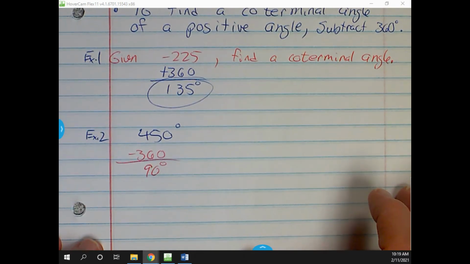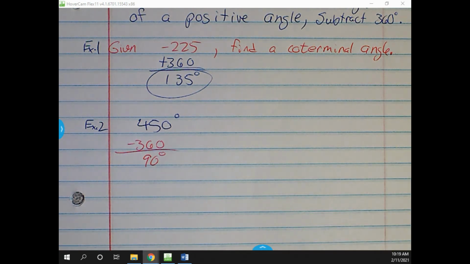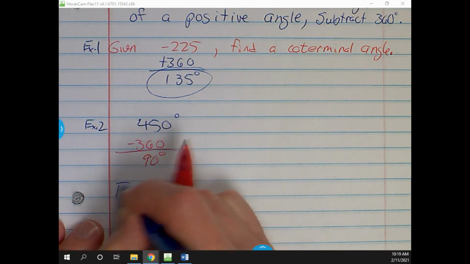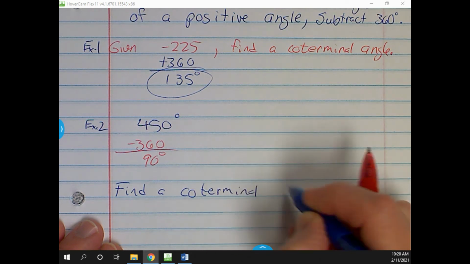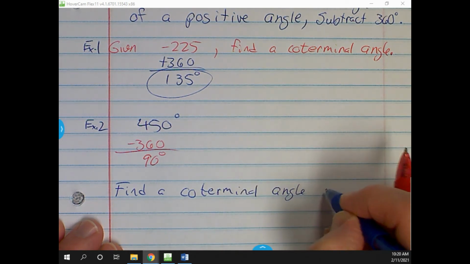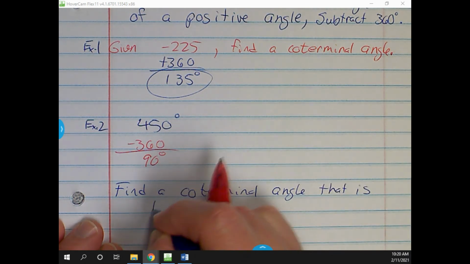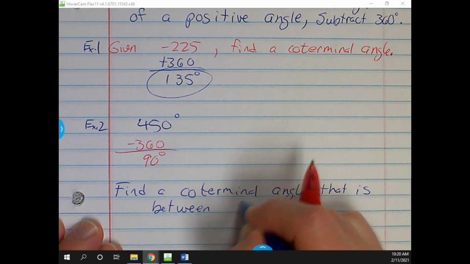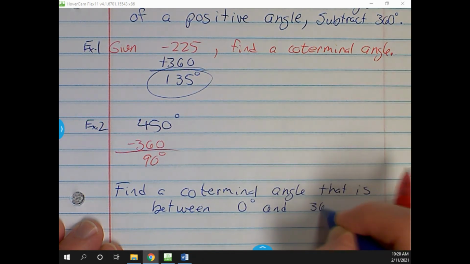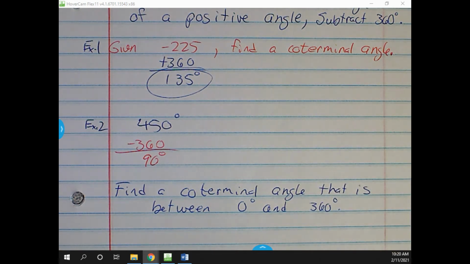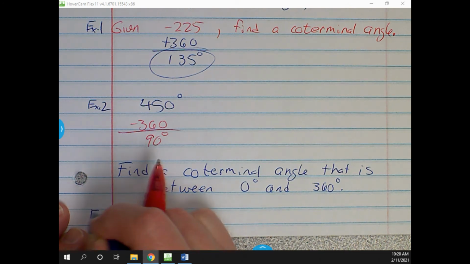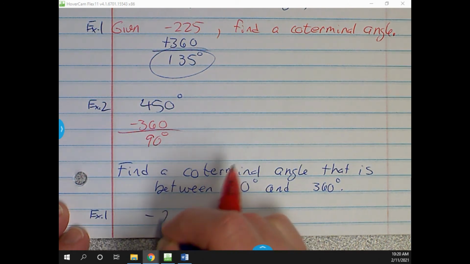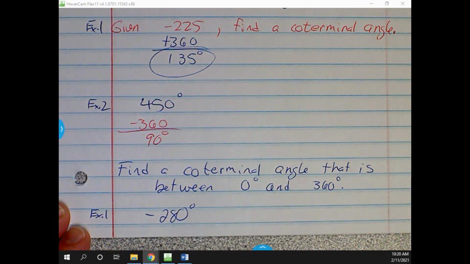Okay. And now, occasionally on some of these, they may talk about finding a coterminal angle, and they'll give you some restrictions on this one. So they might do something like this, where they may say find a coterminal angle that is between 0 degrees and 360 degrees. So they may start you off with something like negative 280.